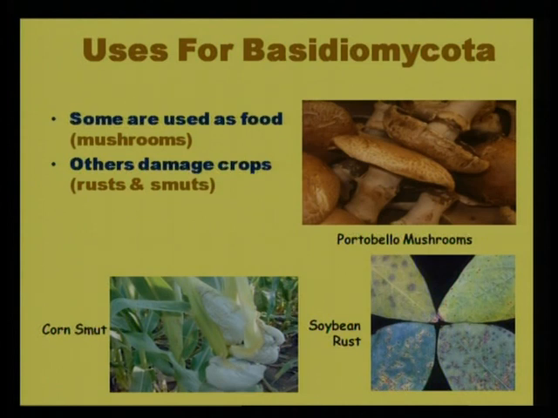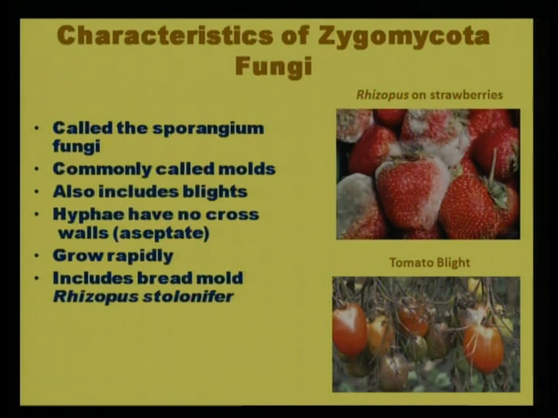the rust fungi which is infecting the soybean leaves. In short, they are making them infected, and unavailability of these things is a great loss to the agricultural purpose. After this, we will go to the second type of group called the Zygomycota.